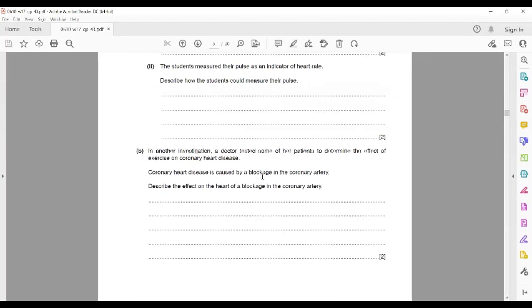In another investigation, a doctor tested some of her patients to determine the effect of exercise on coronary heart disease. Coronary heart disease is caused by a blockage in the coronary artery. Describe the effect on the heart of a blockage in the coronary artery.